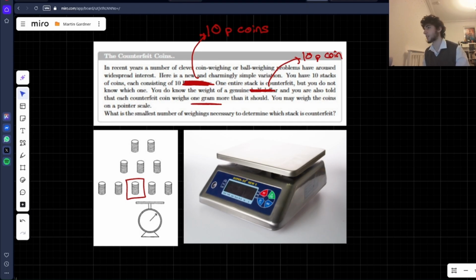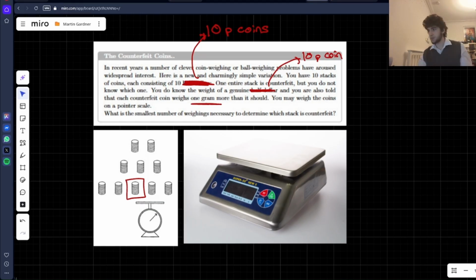Again, we'll assume you couldn't really tell by picking up an entire stack that it's fake. You're given this information, and you need to figure out which stack is fake by weighing the coins, and you're allowed to weigh coins individually as well, you don't need to weigh the entire stack. There are multiple ways to do it, but the question is, what is the smallest number of weighings necessary to determine the fake stack?